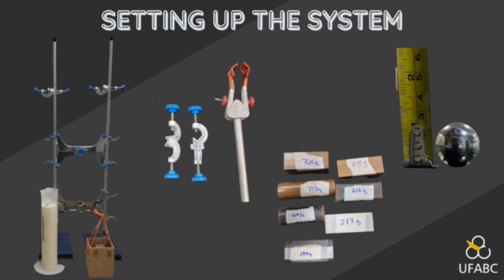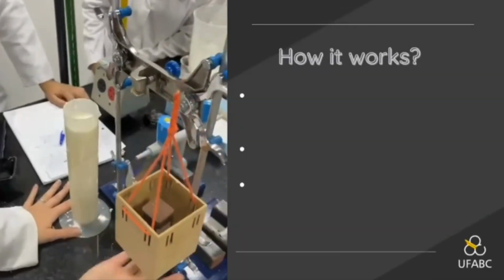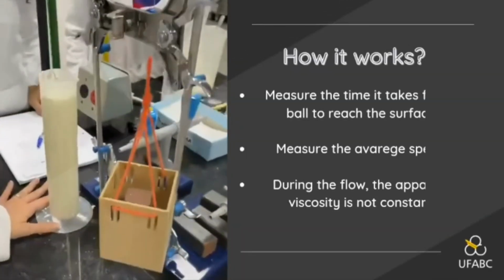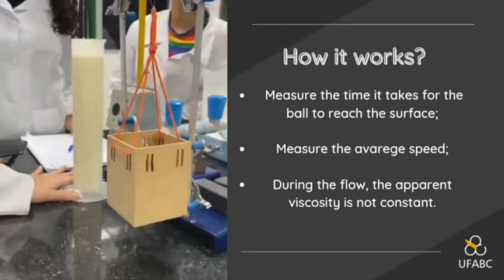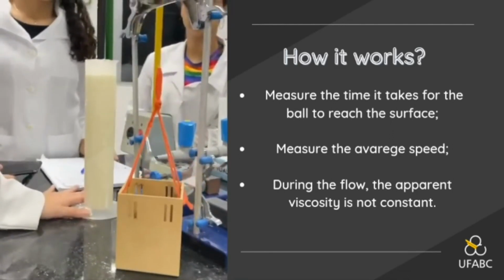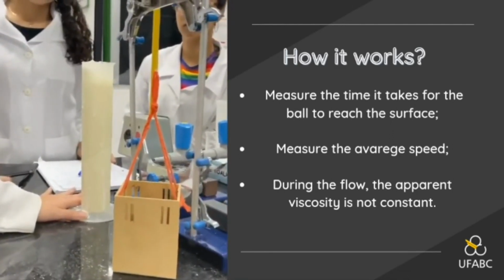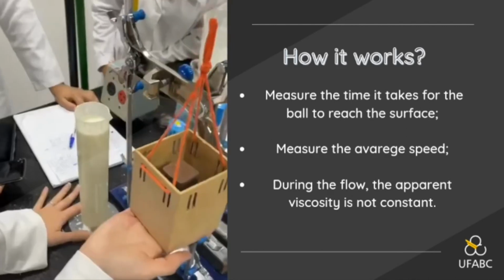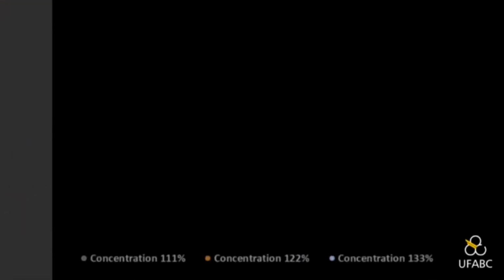Throughout 3 different concentrations of cornstarch and water, the tests carried out consisted of measuring the time it took for the ball to reach the surface according to the change in the load that pulled it, and it was possible to observe that during the flow, the apparent viscosity is not constant.